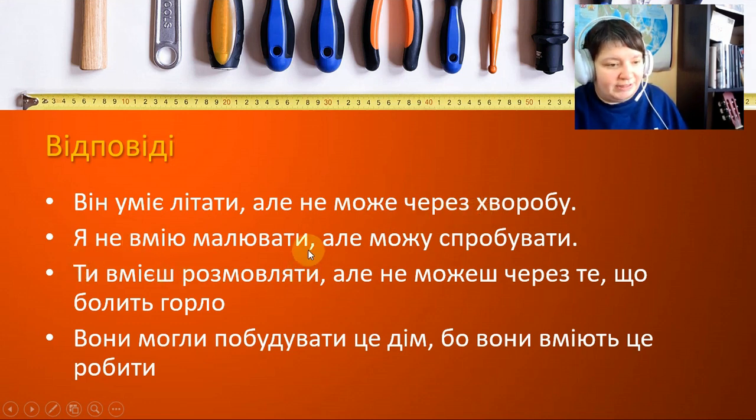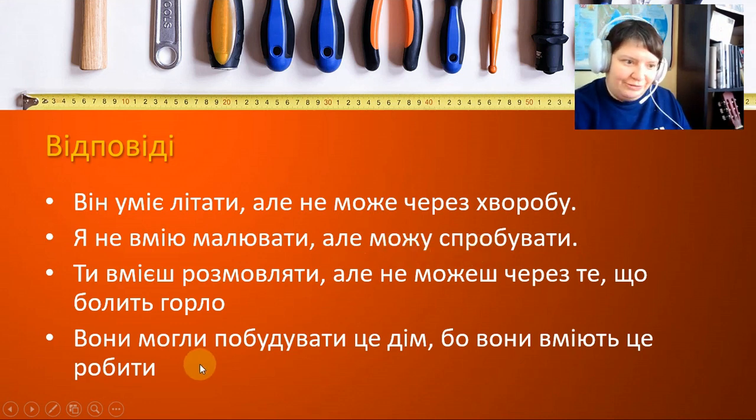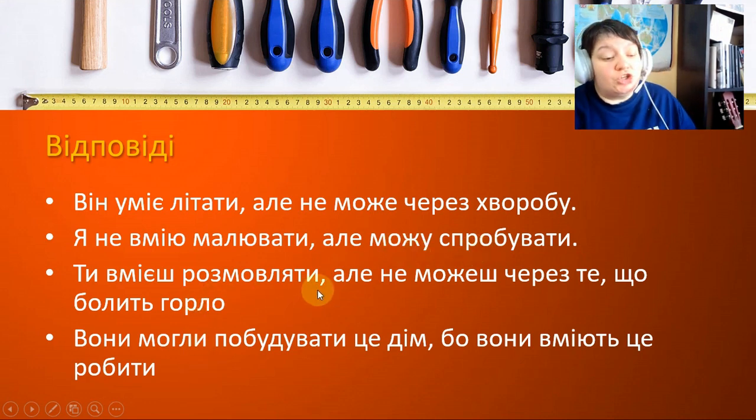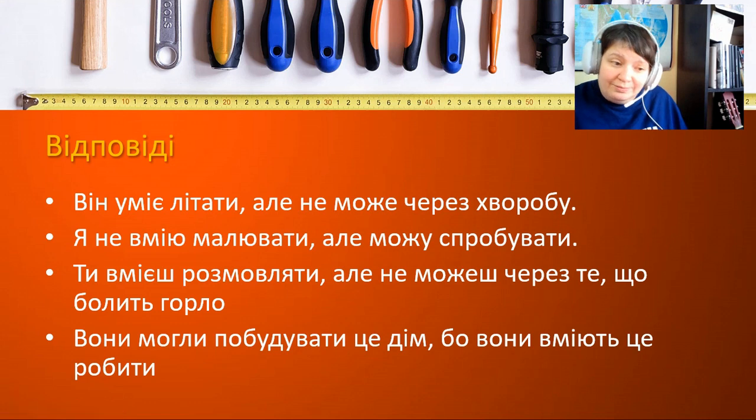Я не вмію малювати, але можу спробувати. I can't draw. I have no such skill to draw. But I can try. Physically I can try to do it. Ти вмієш розмовляти, але не можеш через те, що болить горло. You can speak, physically can, yes? But you can't because you have a sore throat. So that's it.